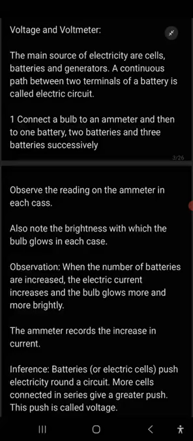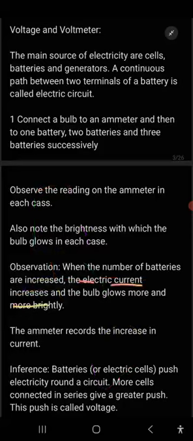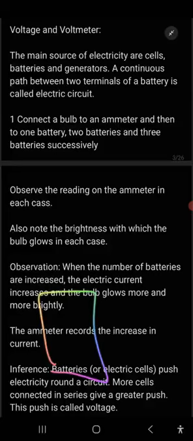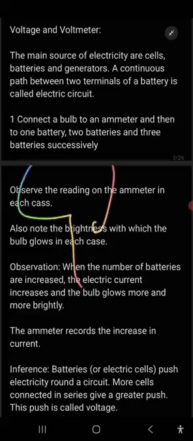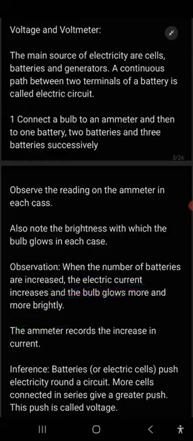So also note the brightness. I noted the brightness when the number of batteries is increased. Now we increase the batteries from 1 to 2 to 3. The electric current increases. Batteries have current in them. It's common sense. It makes the bulb glow. How does the bulb glow? Because of batteries, electric current, and it glows more brightly.